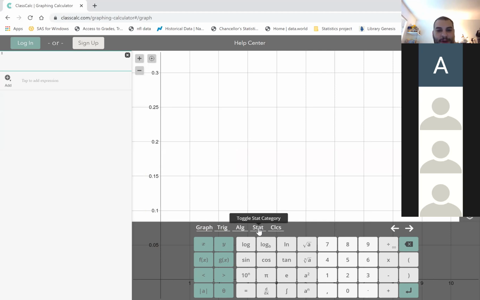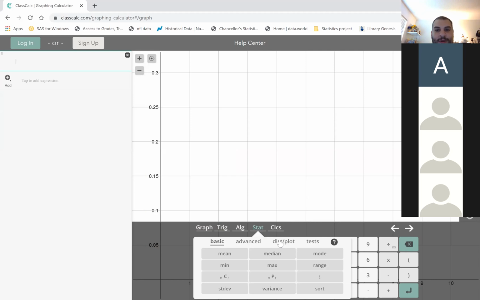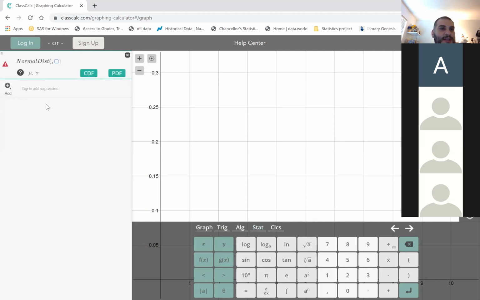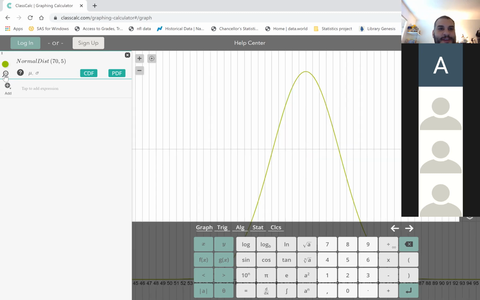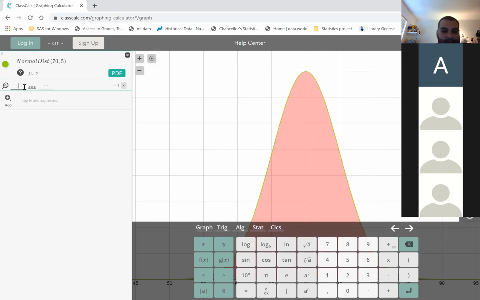Okay. So what we want to do, we want to hit stats. You want to go distribution/plot. And you want to go right here where it says normal distribution. So under normal distribution, you put mu, which is 70. For sigma, you enter 5. Cool. Then if you want, you could get a picture of it. Then select CDF since you want to find the probability. And for CDF, the lower bound is 67, the upper bound is infinity, and we're done.